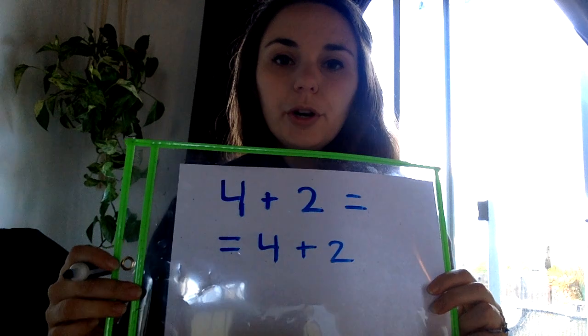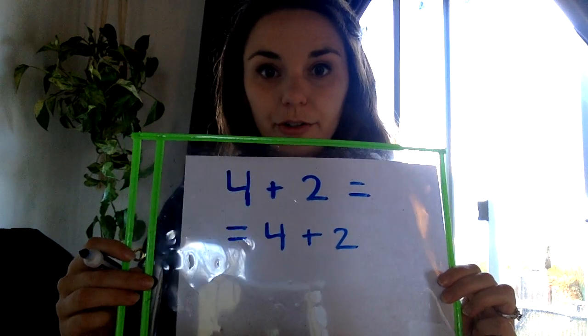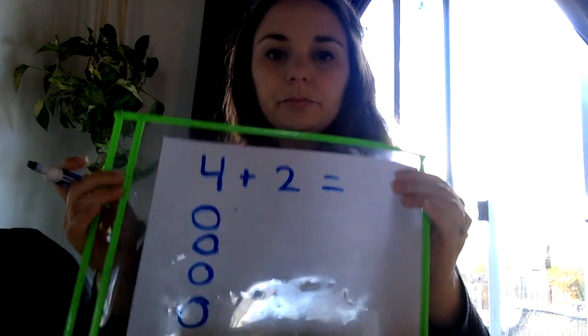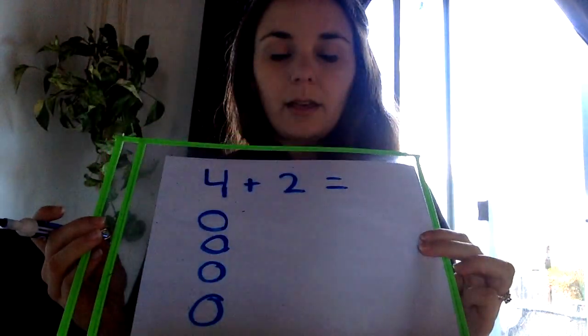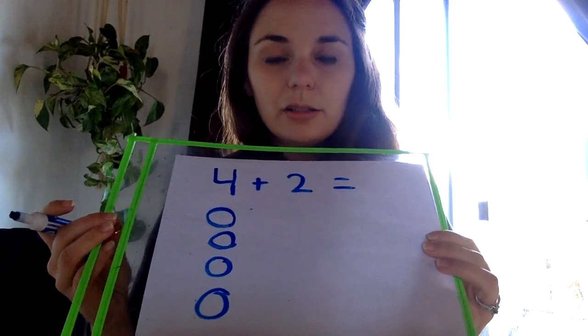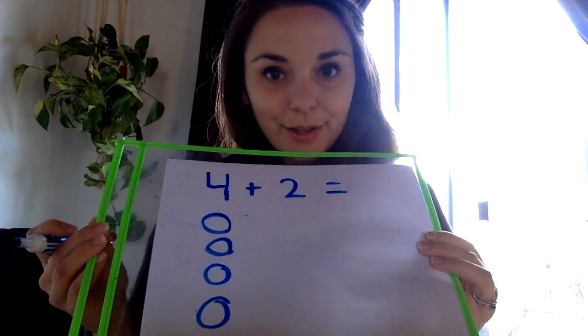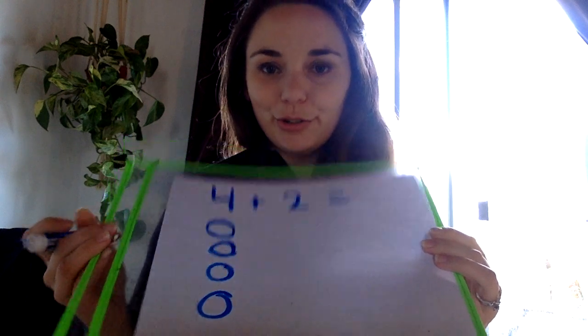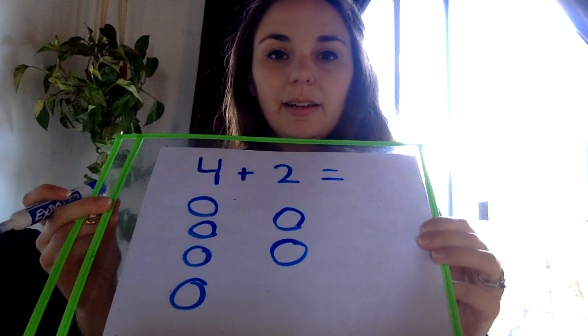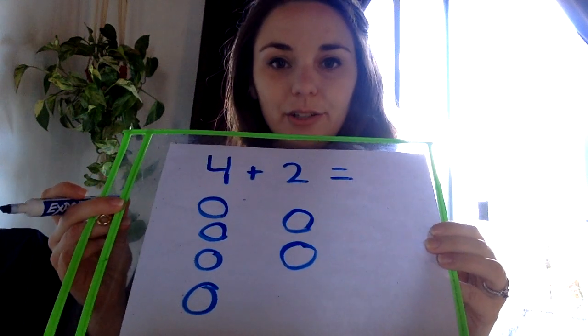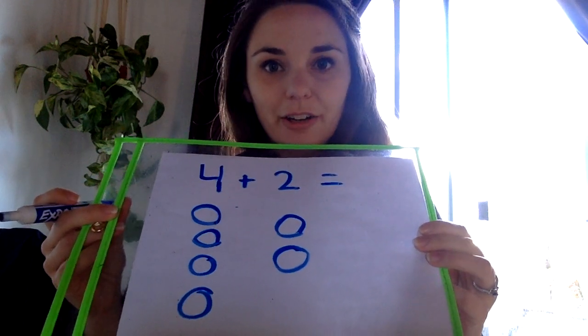All right, 4 plus 2. Let's draw our circles, okay? First, I'm going to draw 4 circles just like before. 1, 2, 3, 4. Draw your 4 circles. Next, what should we draw? Because it's 4 plus 2. So we're going to draw 2 more circles. 1 and 2. Now because we're adding 4 plus 2, we need to count all the circles all together.